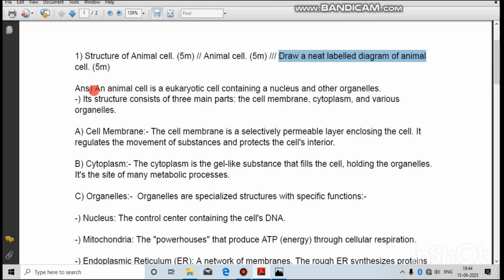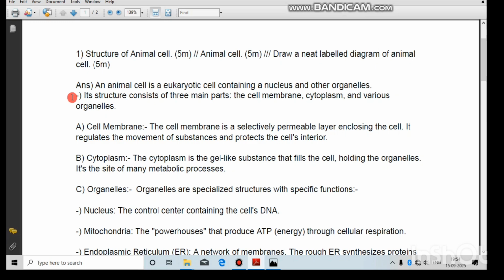The first point should be the introduction: an animal cell is a eukaryotic cell that contains a nucleus and other organelles, guys. Why are we calling it a eukaryotic cell? Because it is a membrane bound cell and it has all the membrane bound organelles present in it. The second point is its structure consists of three main parts: cell membrane, cytoplasm and various organelles.